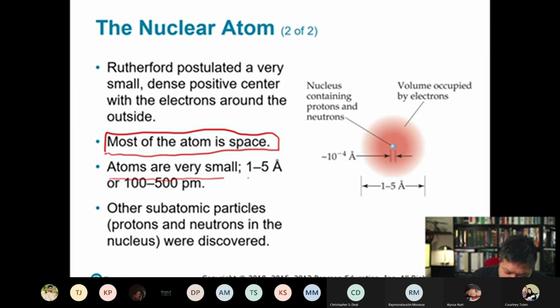Atoms are very small. They're only 1 to 5 angstroms, which is 100 to 500 picometers. That's super, super small, right? That's a decimal with how many zeros? I can't even remember now. I should know what pico is, but I just can't remember.